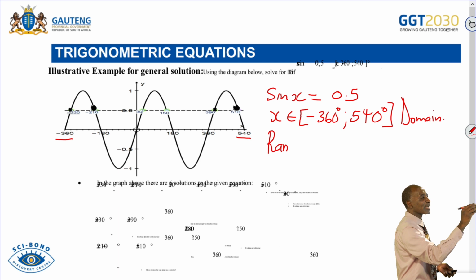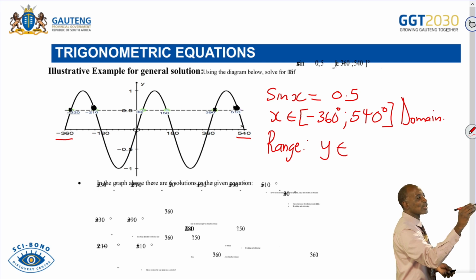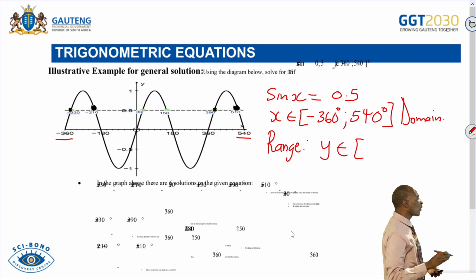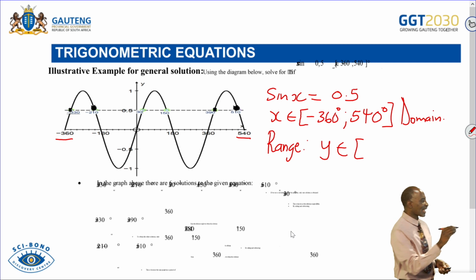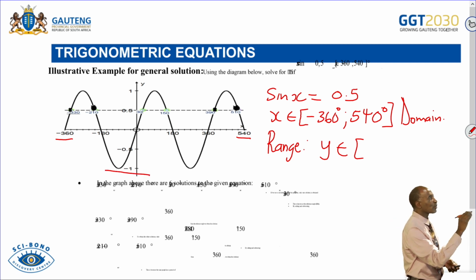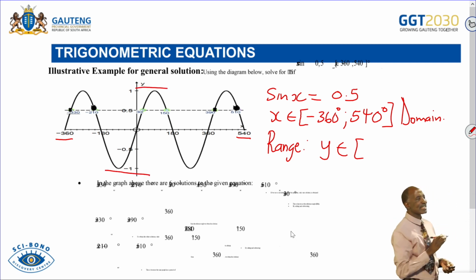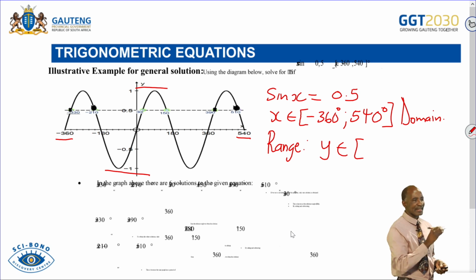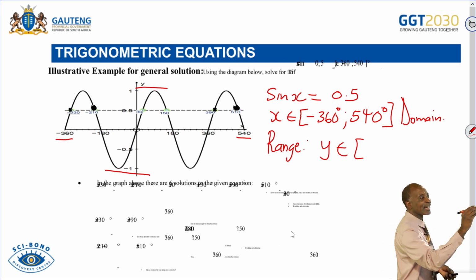Remember, the range for a standard sine graph are the y values for which the graph exists. So our range is going to be y is an element of, we check where our graph starts. Our graph starts at -1 and stops at +1. That is our range. So meaning our range is -1 to 1.